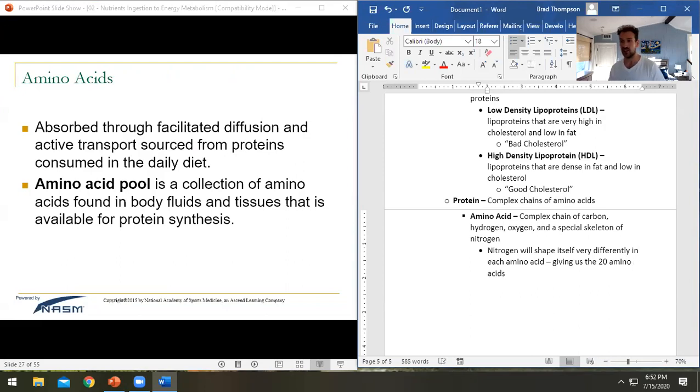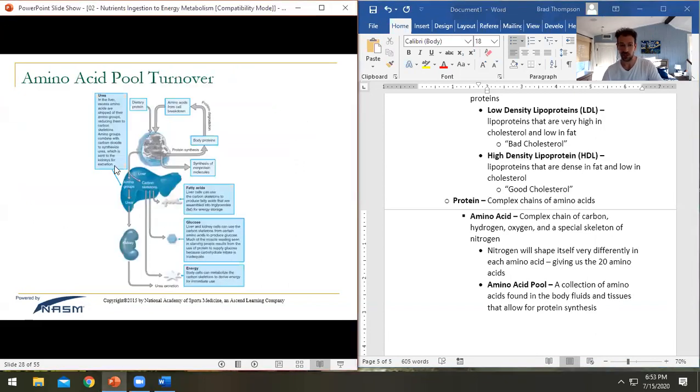Now, in the process of digestion, your amino acids get broken down into what is called your amino acid pool. Your amino acid pool is a collection of amino acids found in the body fluids and tissues that allow for protein synthesis. For instance, your liver can actually store a whole bunch of amino acids inside of it.